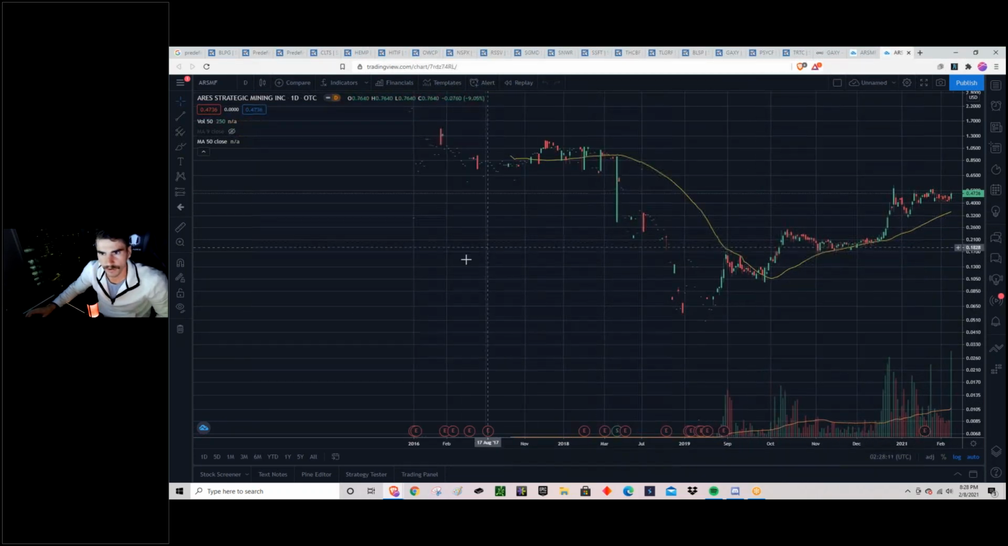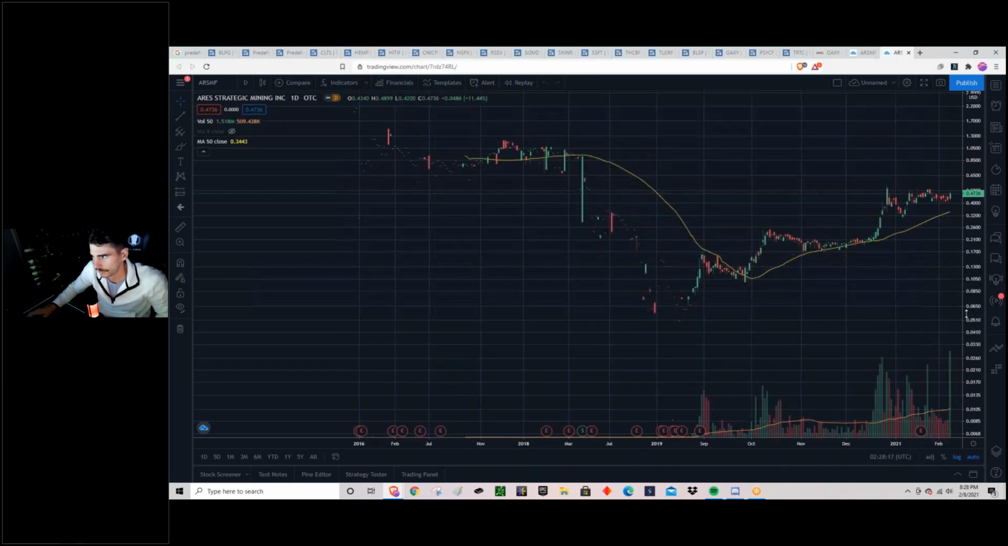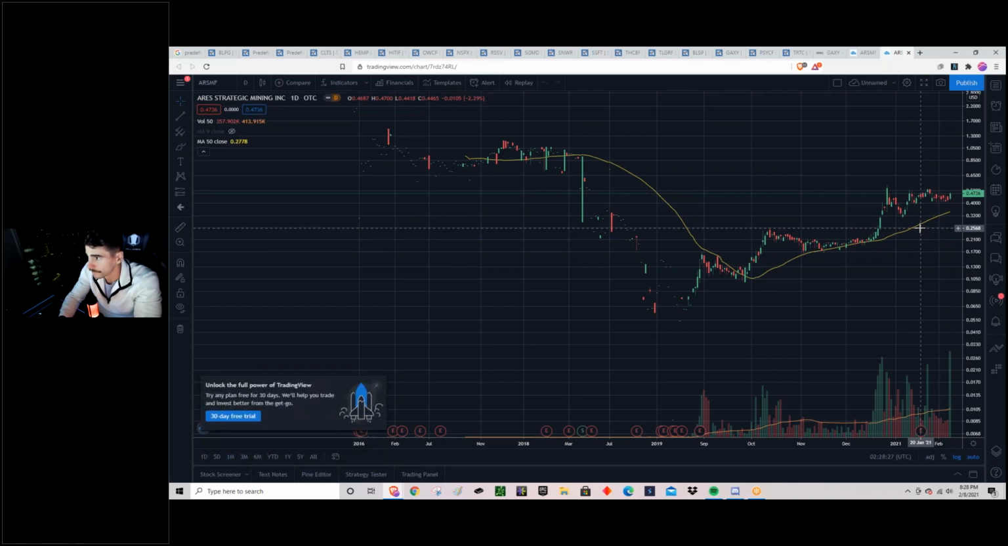For some reason, I don't have my volume set up, but I would assume this volume bar is probably like a 1 or 2 million volume bar, right? Yeah, it's only 1.5 mil, so it's not that huge. I don't know. It's good enough. What do you think about BLPG?